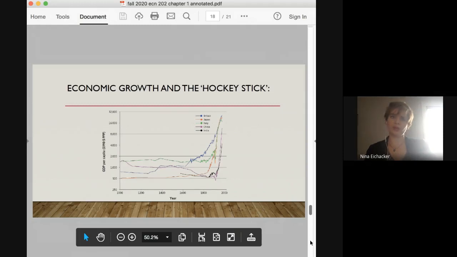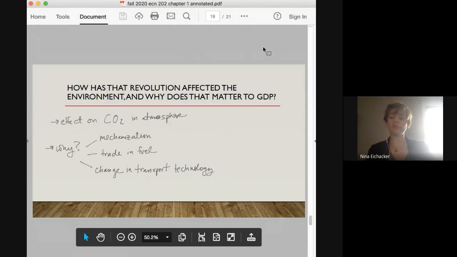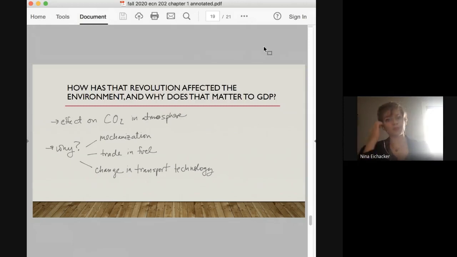So what was going on? And what effect has that had? How has that revolution in growth affected the environment, and why does that matter to GDP? Well, think about the byproducts of production. Think about the effect on carbon dioxide in the atmosphere. Why would we see this massive change in growth? Why would we see this massive change in carbon dioxide emissions?